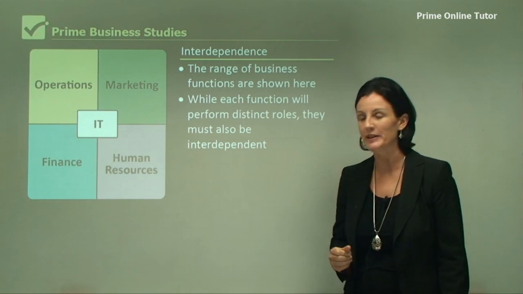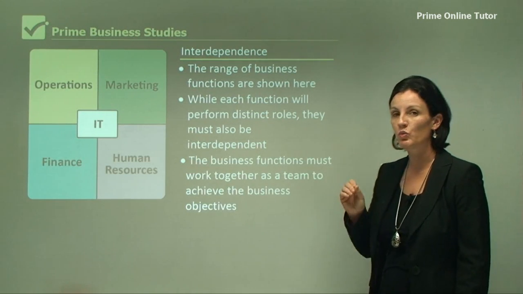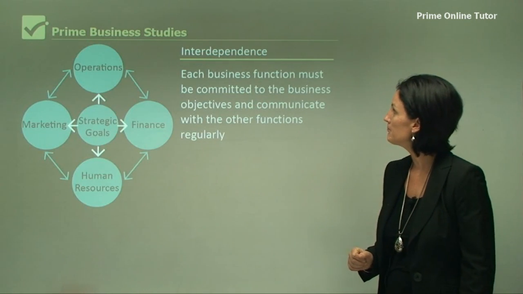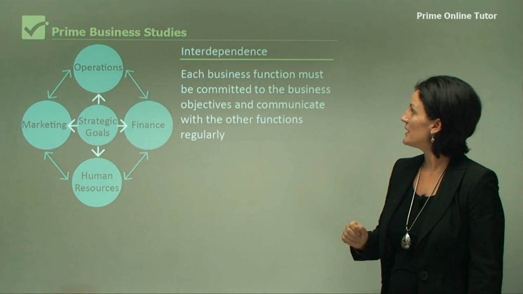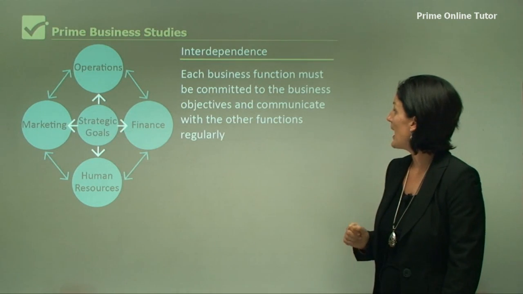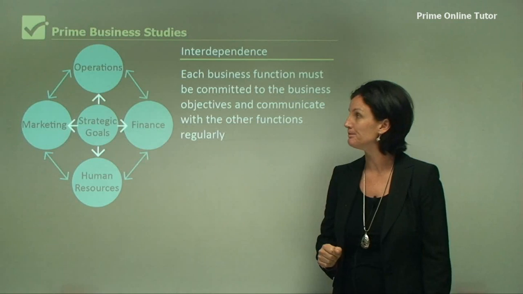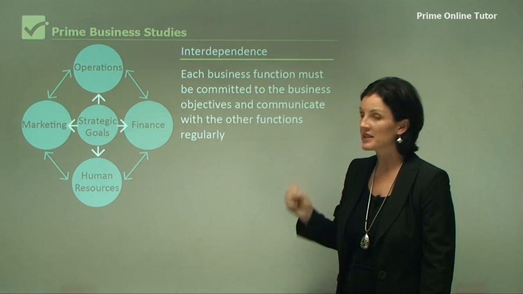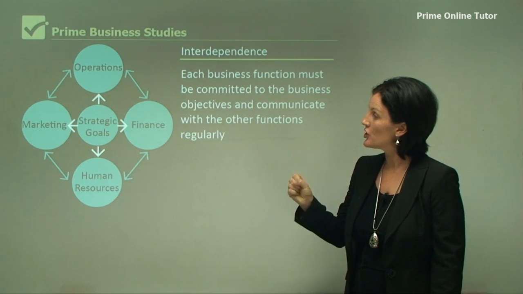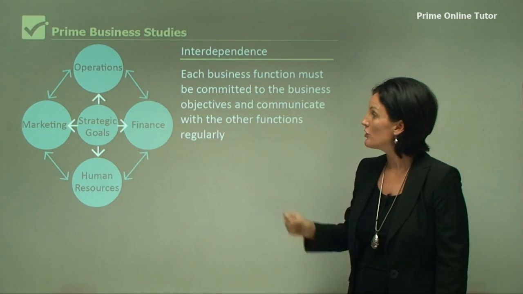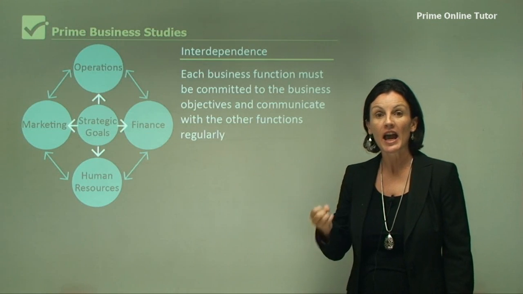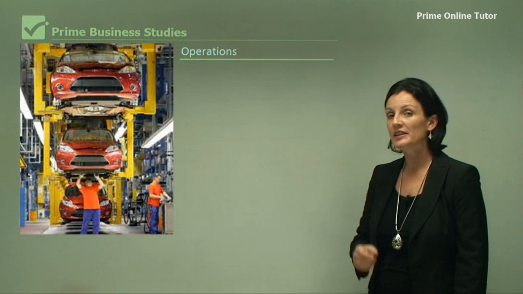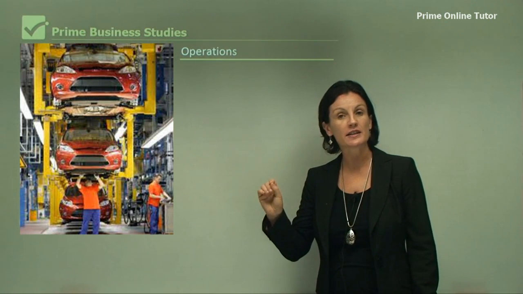While each business function will perform distinct roles, they must also be interdependent. Now, what does that term mean? It means that the business functions must work together as a team to achieve the business objectives. Each business function must be committed to the business objectives and communicate with other functions regularly. Now, as we see in this diagram, that communication must be two-way and it must be regular. If the strategic goal is to maximize profit, those business functions must communicate and work out a way that they can maximize profit together. Now let's have a look at each business function separately.